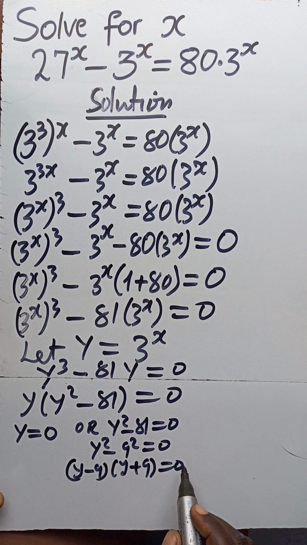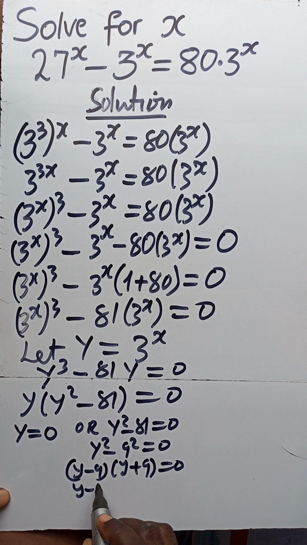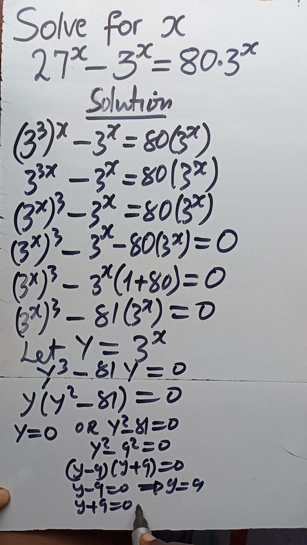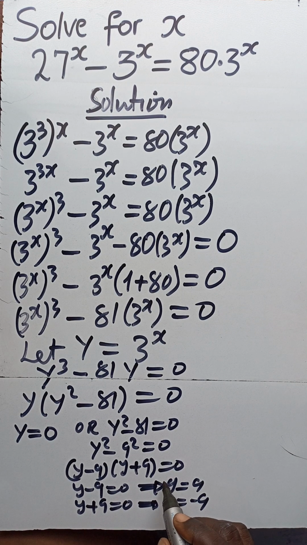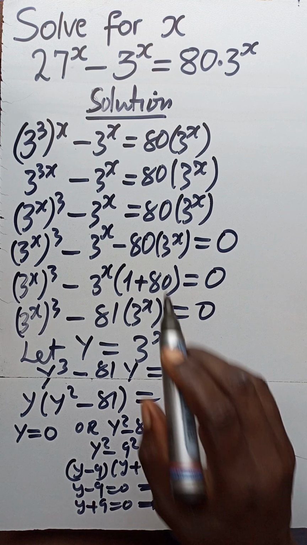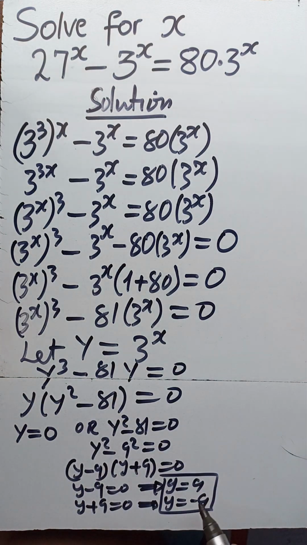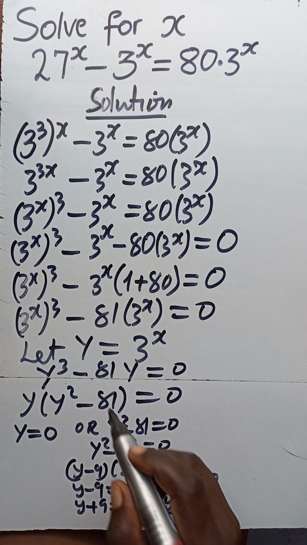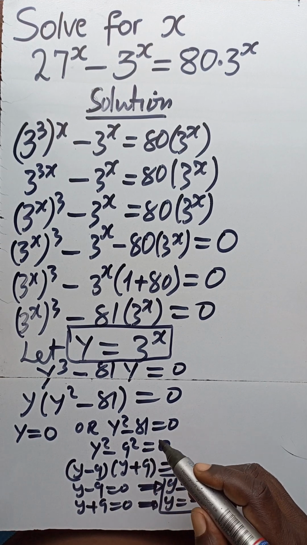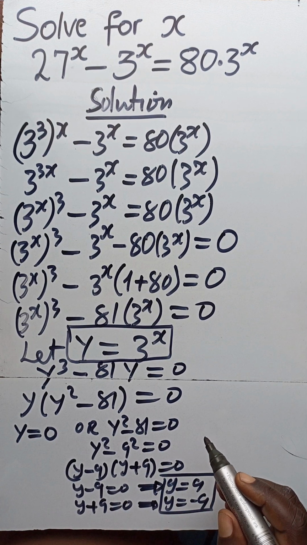This product giving us 0 means either y minus 9 is equal to 0, in which case it therefore means that y is equal to 9, or y plus 9 equals 0, which therefore means that y is equal to negative 9. All right, so here we have the two values for y. But remember, we were not asked to solve for y. We were asked to solve for x. How then do we bring in x, or how do we get the x, knowing the values of y? We have to go back to this substitution that we made.